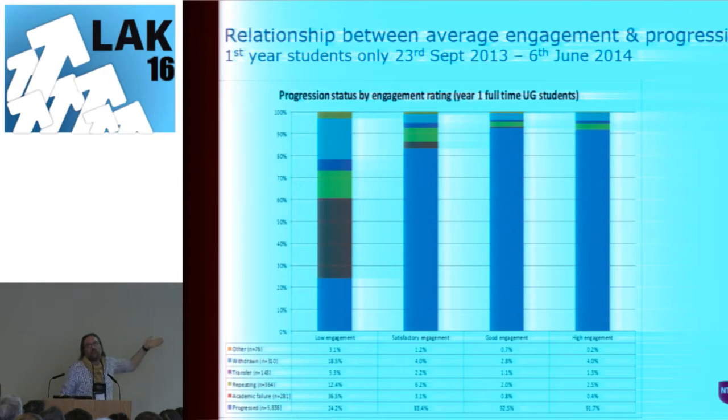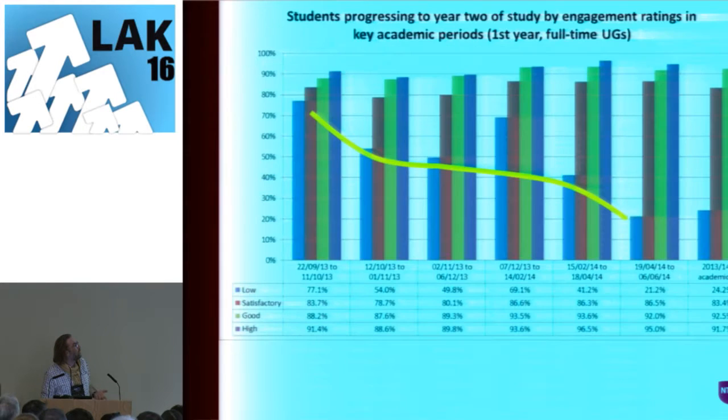So there is a very strong relationship there between your average engagement and progression and attainment. When you go to the next column along, satisfactory, straight away it jumps up to, I think it's 84%, of students progressed from one year to the next. And then with good and high, you get to well over 90%. So there is an association there between what students do and their progression, which I think you'd probably expect, but it's useful for us to be reminded of it.